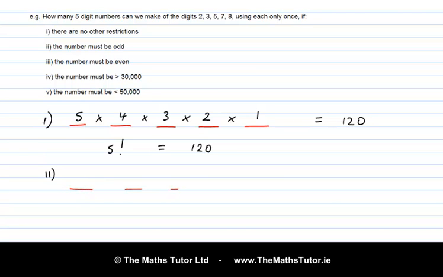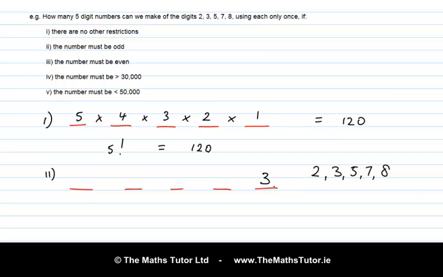Again, we have 5 slots to fill. We're choosing from the numbers 2, 3, 5, 7 and 8. And the number must be odd. For a number to be odd, it means that the final digit in the number must be an odd digit. We have 3 odd digits to choose from here, so we have 3 choices here.